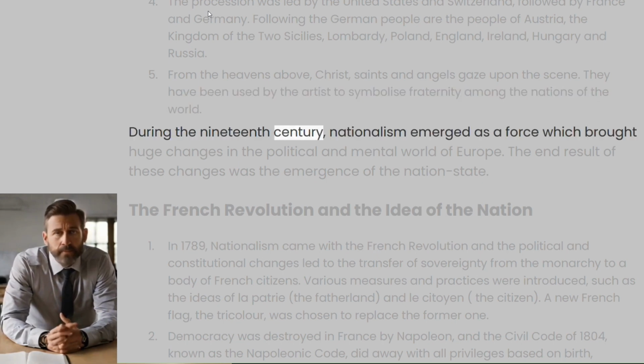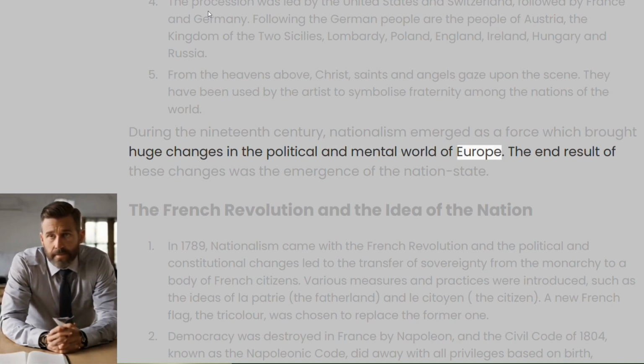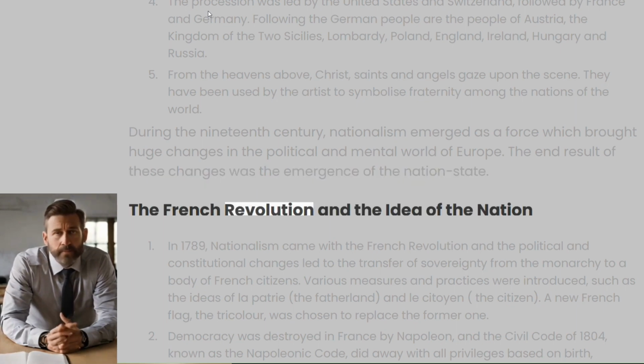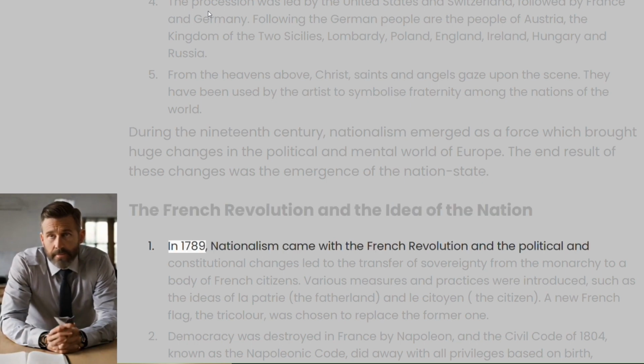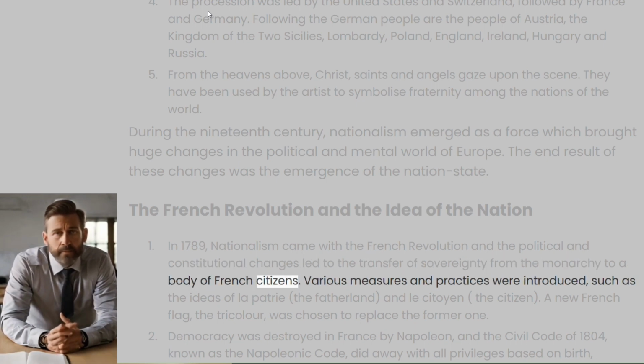During the 19th century, nationalism emerged as a force which brought huge changes in the political and mental world of Europe. The end result of these changes was the emergence of the nation-state, the French Revolution, and the idea of the nation. 1. In 1789, nationalism came with the French Revolution, and the political and constitutional changes led to the transfer of sovereignty from the monarchy to a body of French citizens.